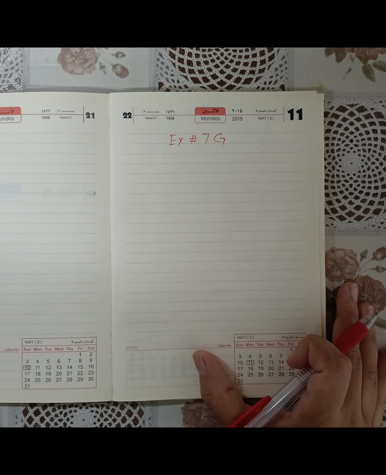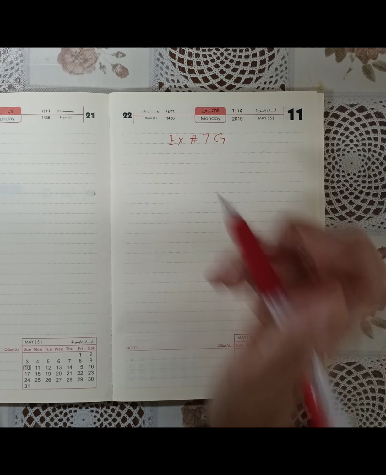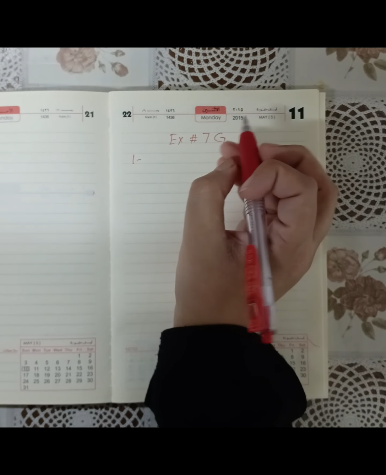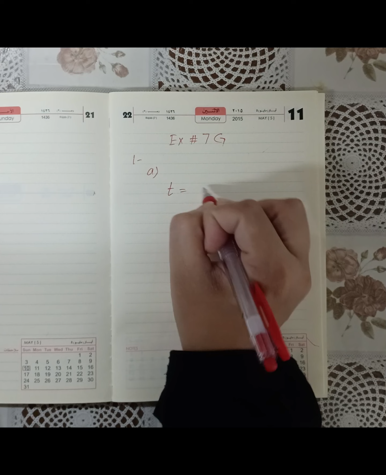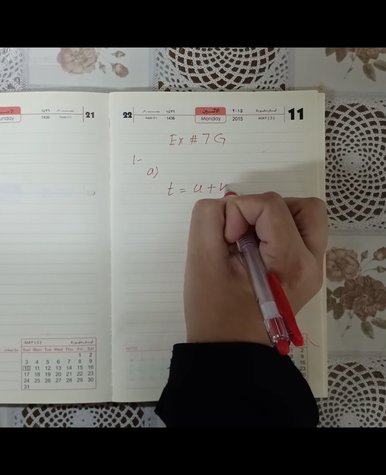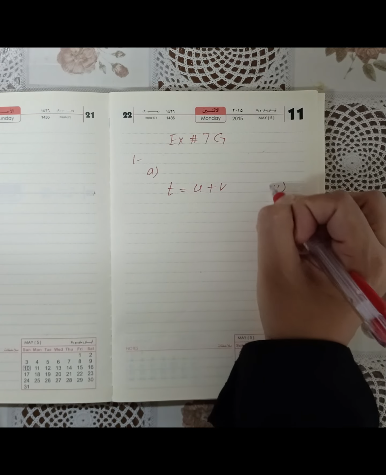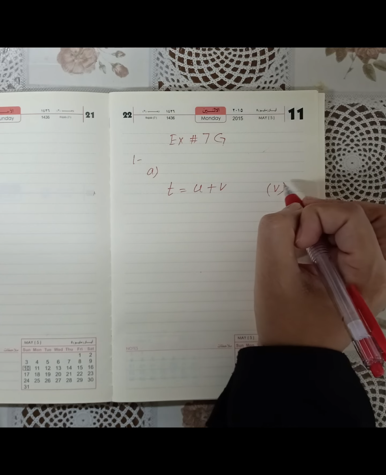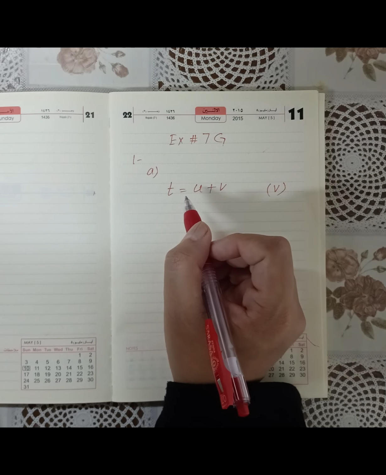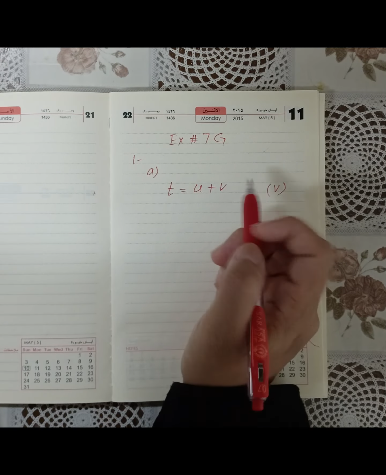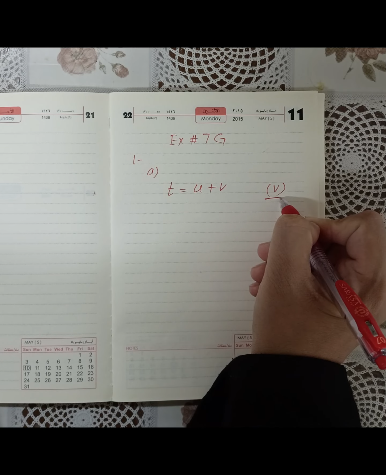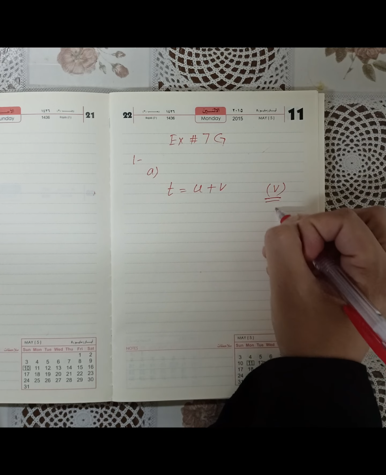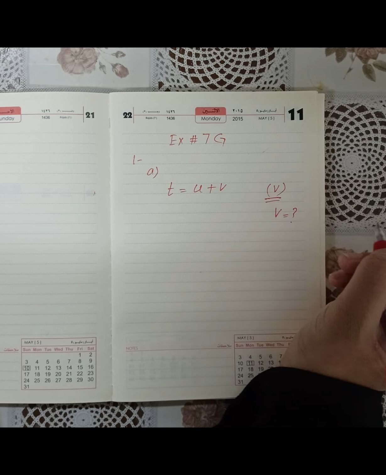Starting with exercise 7G, question number one. Question number one says, using the first part, t equals u plus v, and v is given in brackets. So we have to change this function machine, and rearrange this formula to make the letter that is in the bracket the subject. So we have to find the subject v.